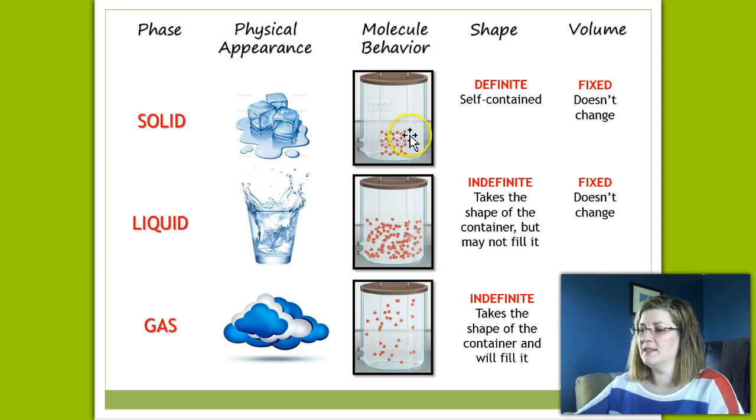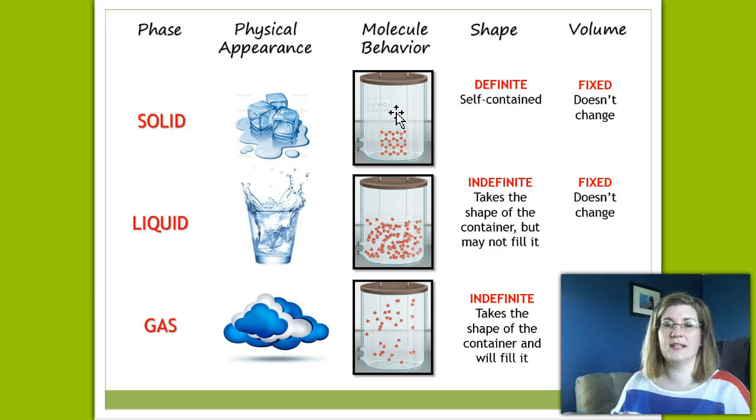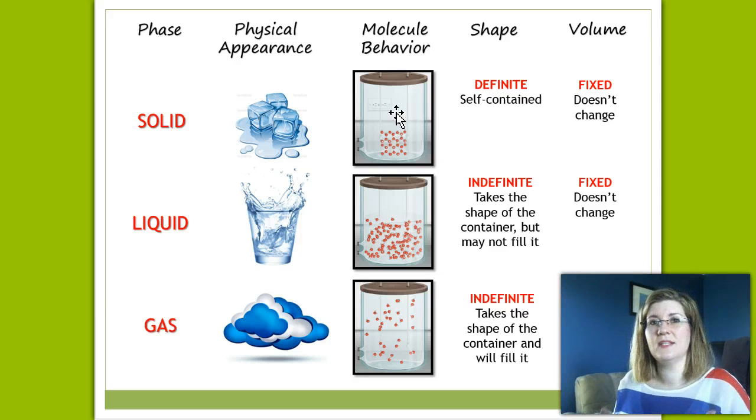You can see that that substance is what we would call self-contained. Its shape is definite. The shape of a penny is the shape of a penny, right? It's not going to fill a container. It's not going to take the shape of a container. A solid is discrete. It's definite. And that shape is fixed. It doesn't change unless it's forced to change.